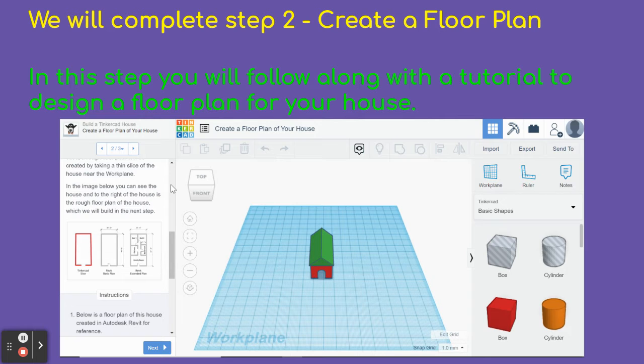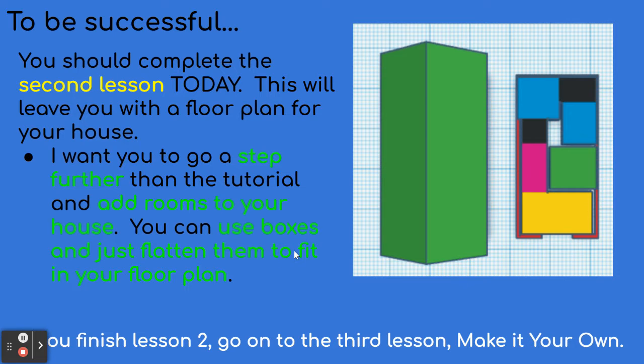In this, you'll follow along with the tutorial to create basically an outline of your house, where you'll just see the outline of the floor. That's what the tutorial part is going to show you. To be successful on this assignment, I am going to add a second step. You'll follow the tutorial to create the outline of your house, and then we are going to add some rooms to it.